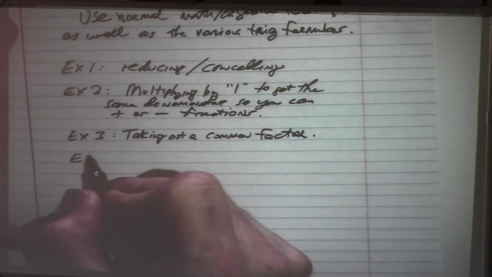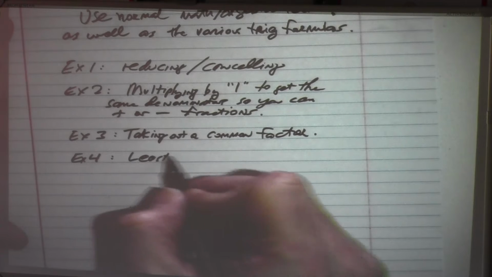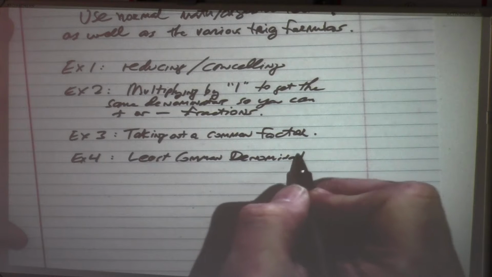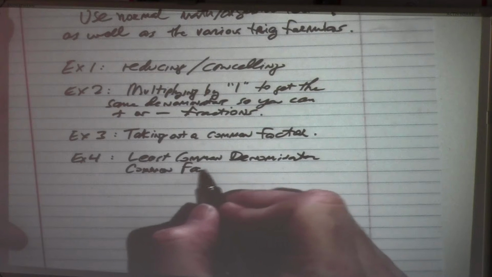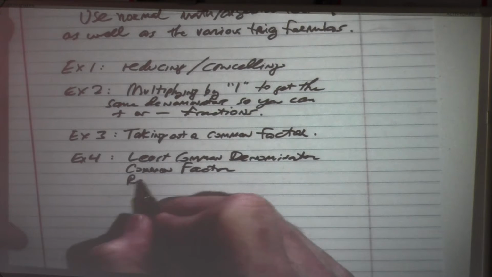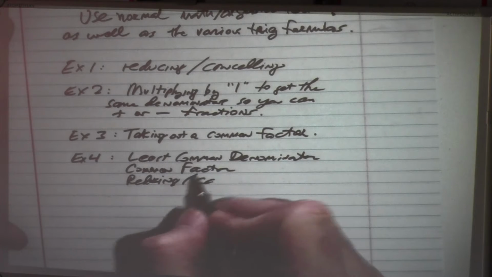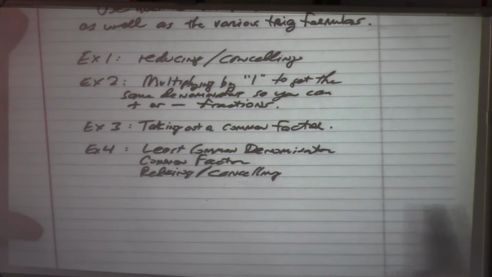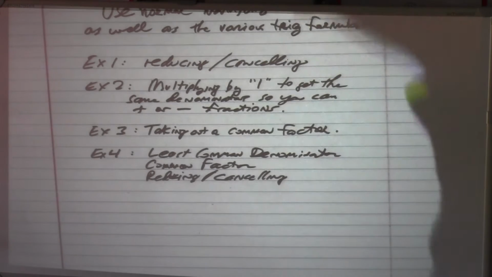So in example 4, you see least common denominator. You see a common factor, and you see reducing, canceling. I really only focused on least common denominator in a way, but hey, this is definitely a part of that. All of them get used in that one.